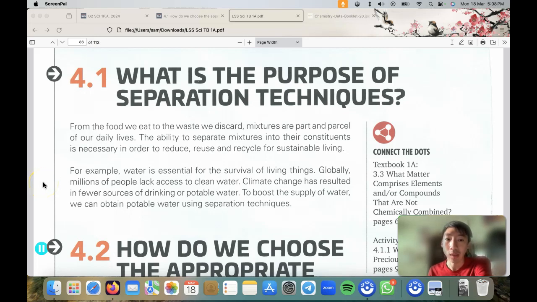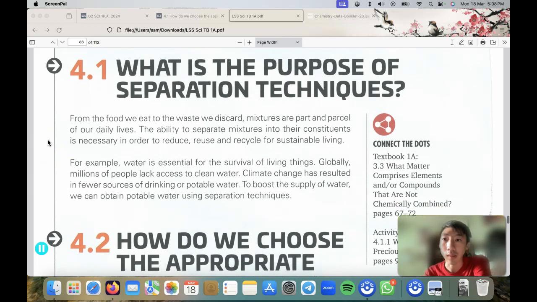So I'd like everybody to take out their textbook and turn to page 80. I'll give you 10 seconds for that. Okay, so I think you should have your textbook out, page 80.